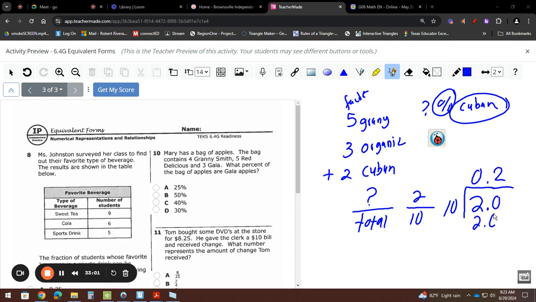There's my decimal. But they want it in what? In percent. So how do I change a decimal to percent? Who remembers how to change a decimal to a percent? You move the decimal to the right twice. Good job, Mija. Twice to the right. 1, 2. So my answer would be 20% of the bananas are Cuban.